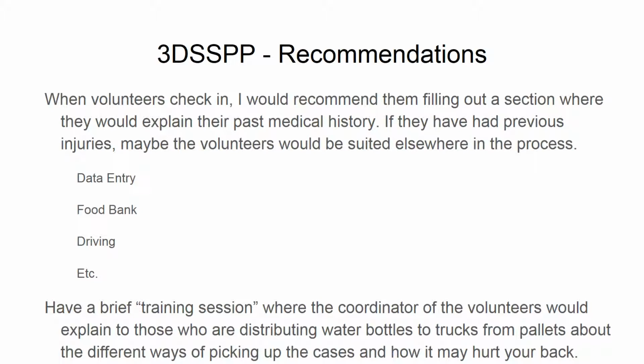My recommendations would be that when volunteers check in, they fill out a section where they would explain their past medical history. If they had previous injuries, then maybe the volunteers would be suited elsewhere in the process, such as data entry, a food bank, driving instead of lifting, things like that. I would also have a brief training session where the coordinator of the volunteers would explain to those who are distributing water bottles to trucks from pallets about the different ways of picking up the cases and how it may hurt your back.